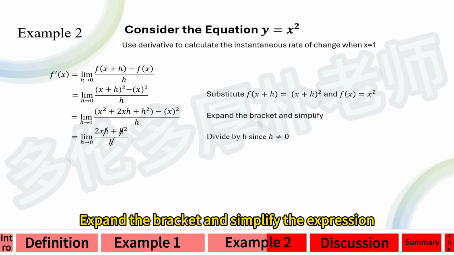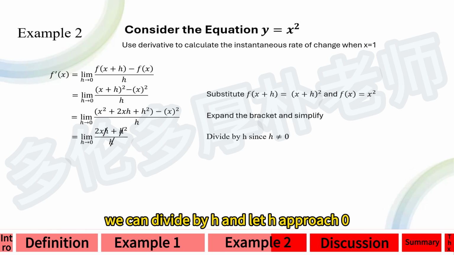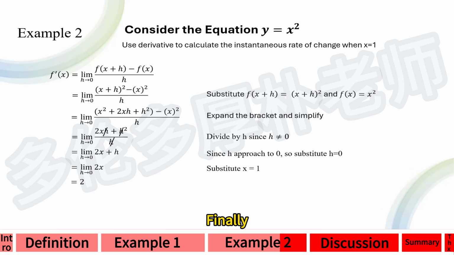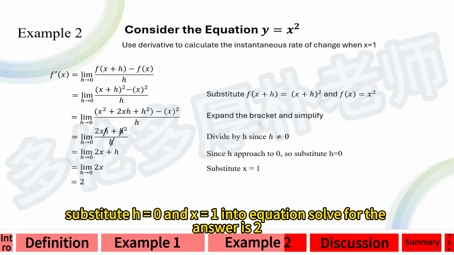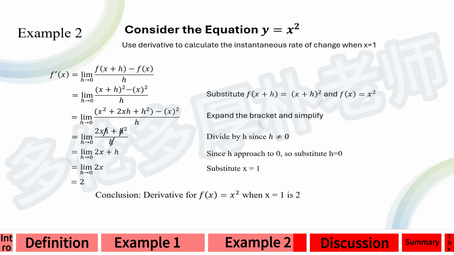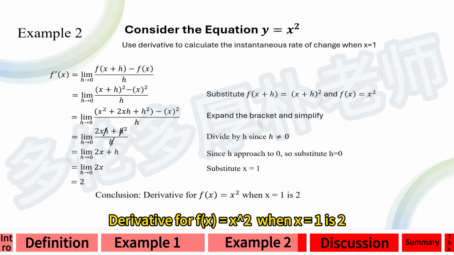Expand the bracket and simplify the expression. We can divide by h and let h approach 0. Finally, substituting h is 0 and x is 1 into the equation, we solve for the answer, which is 2. Conclusion: the derivative of f(x) is x squared when x is 1 is 2.